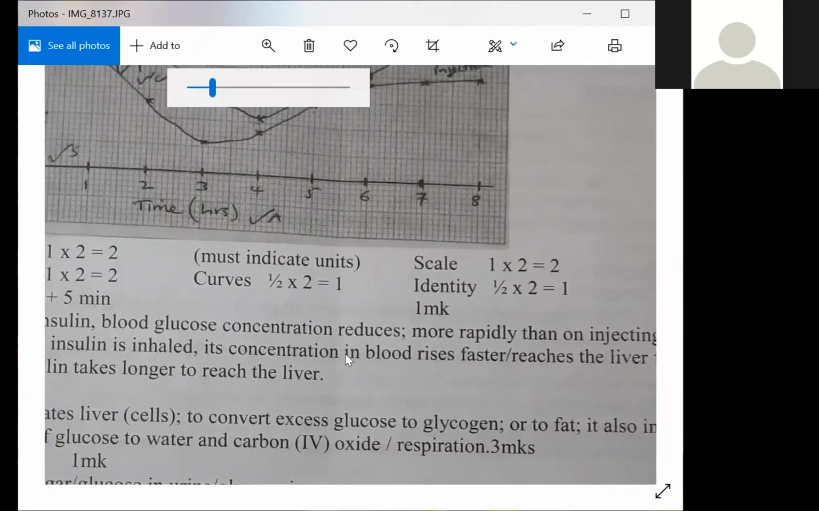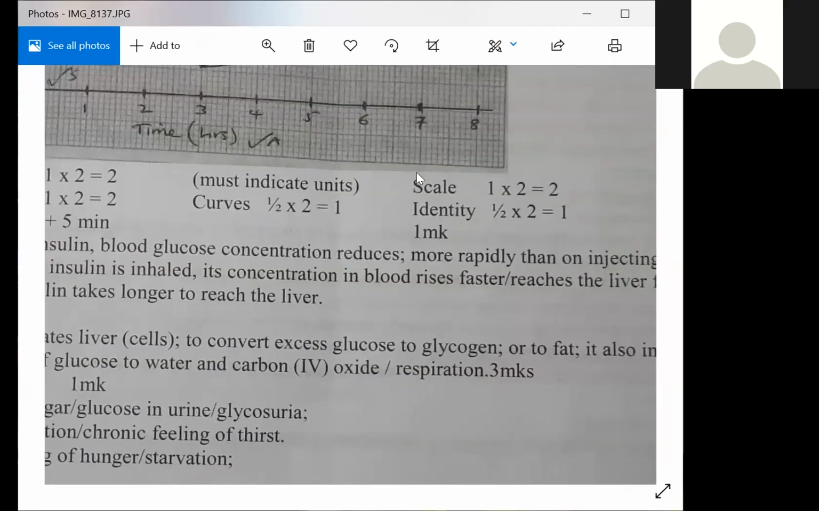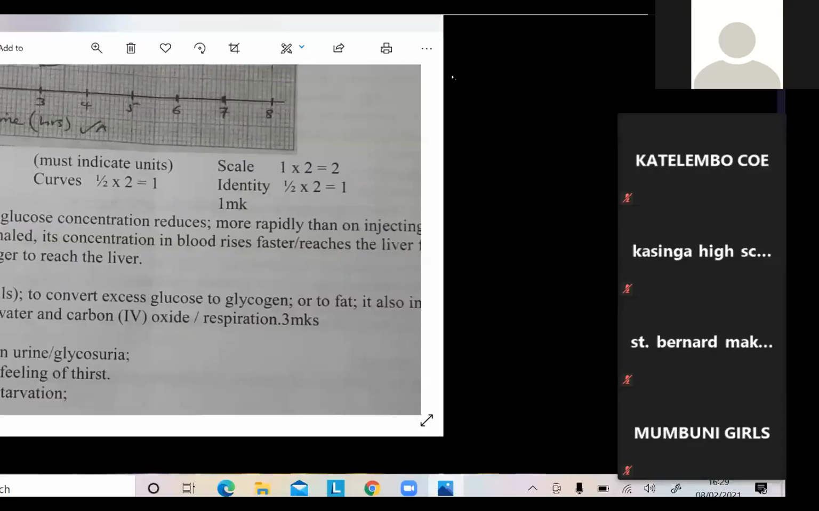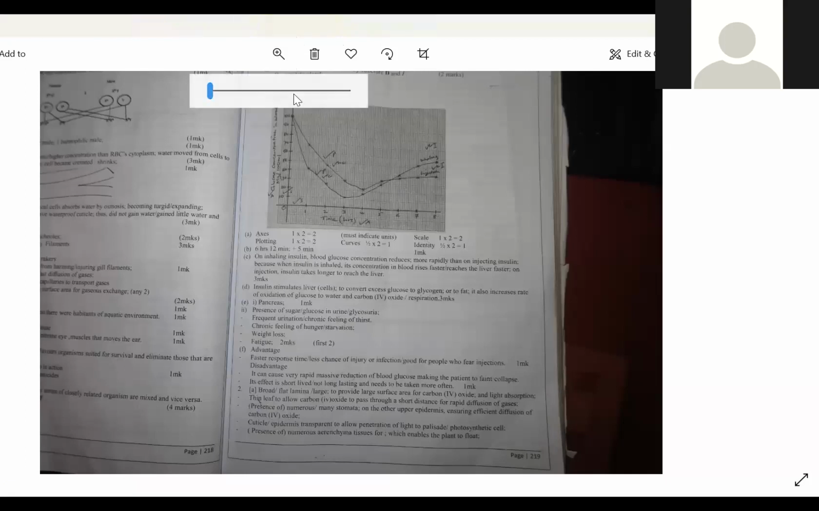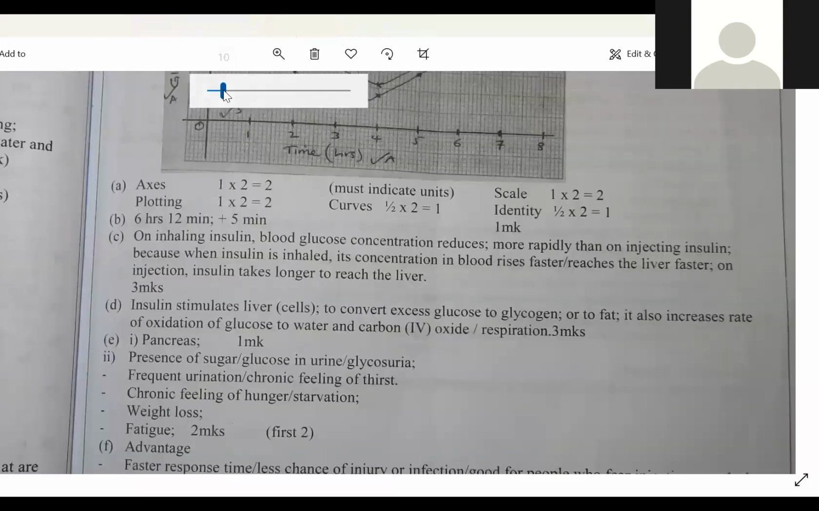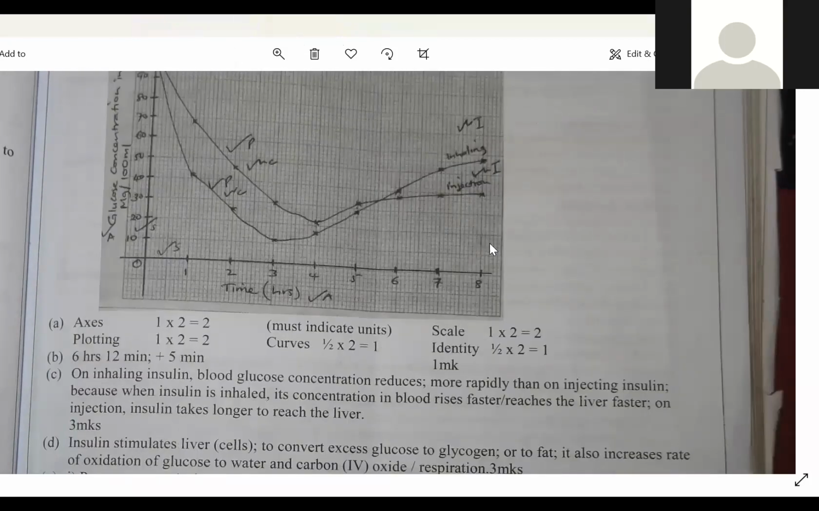Just to wrap up, I want to revisit the graph marks awarding. There may be something which did not come out clearly, and I've been informed by the technical team that I can revisit it. Graph, in most cases, you will get 8 marks with the graph.